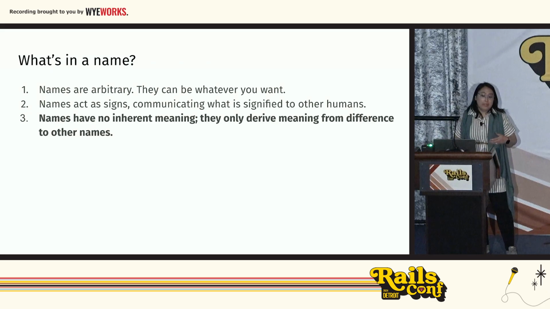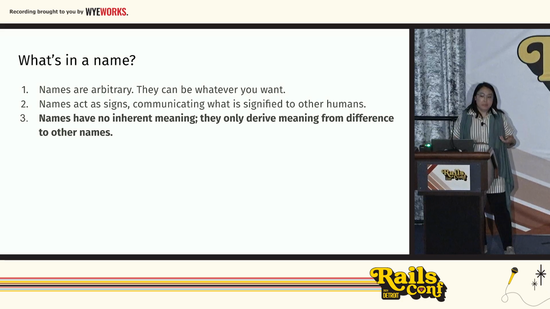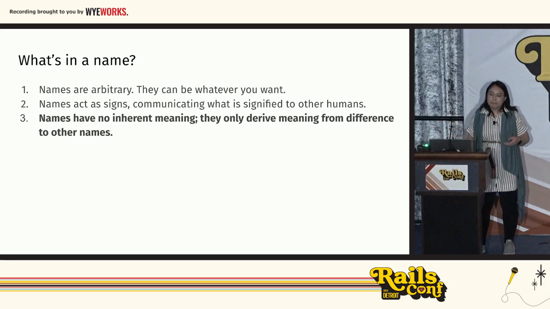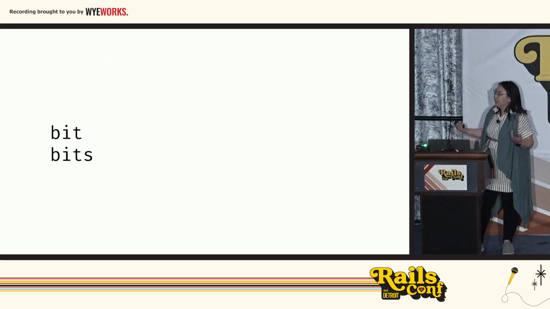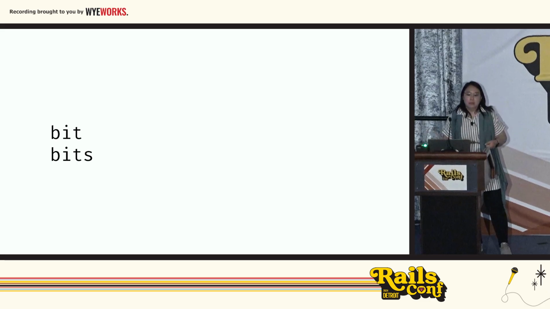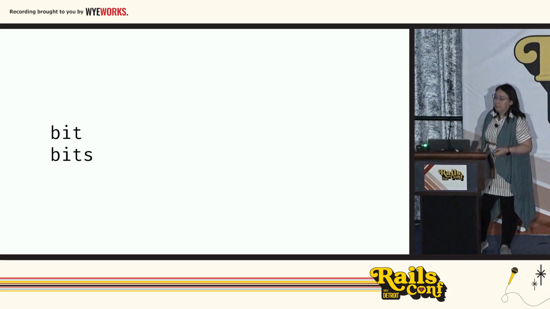Names have no inherent meaning. They only derive meaning from difference to other names. So what do we mean by difference? Take these two names. What's the difference here? We've added an S to the end. What assumptions are you starting to make about bit and bits?